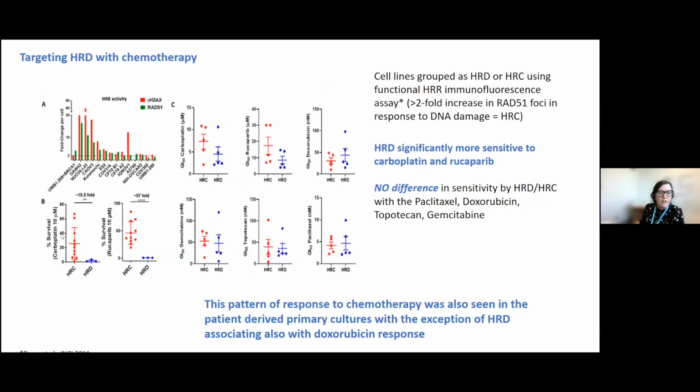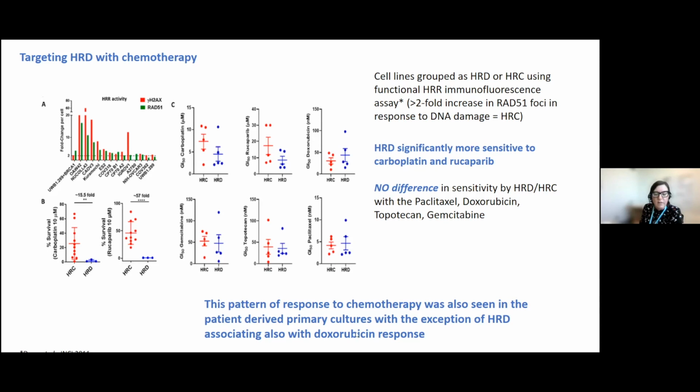In terms of HRD, we looked at all of these cell lines and we categorized them by this functional RAD51 flow cytometry assay as HRD or HRC, HR competent. And we saw that there was, as expected, significantly more sensitivity to carboplatin and rucaparib in the presence of homologous recombination deficiency. But interestingly, no difference in the sensitivity of the other chemotherapies, regardless of HRD or HRC status.